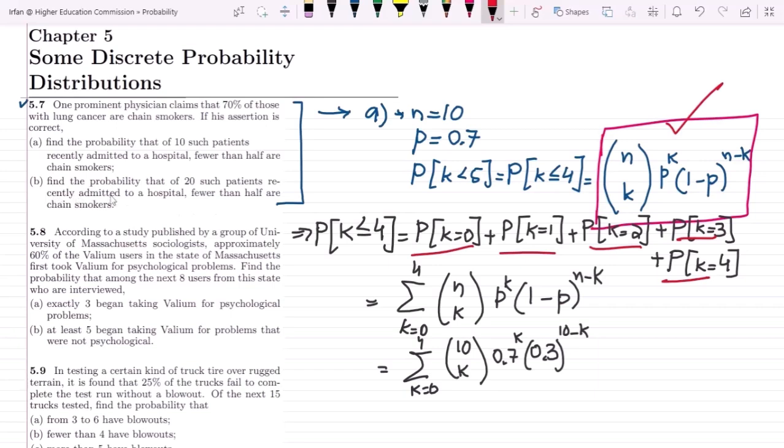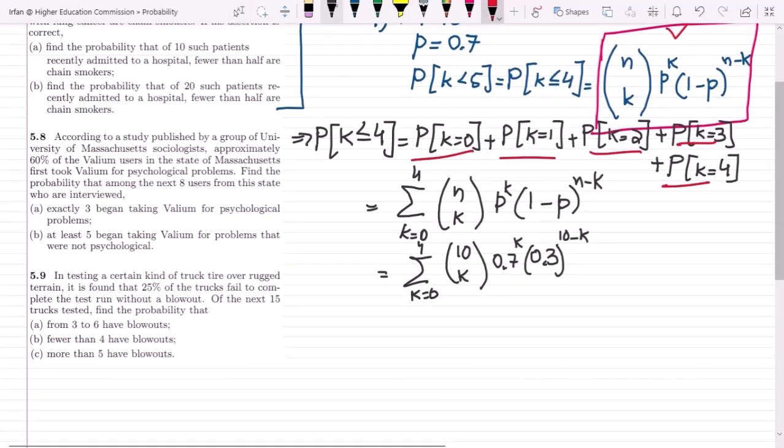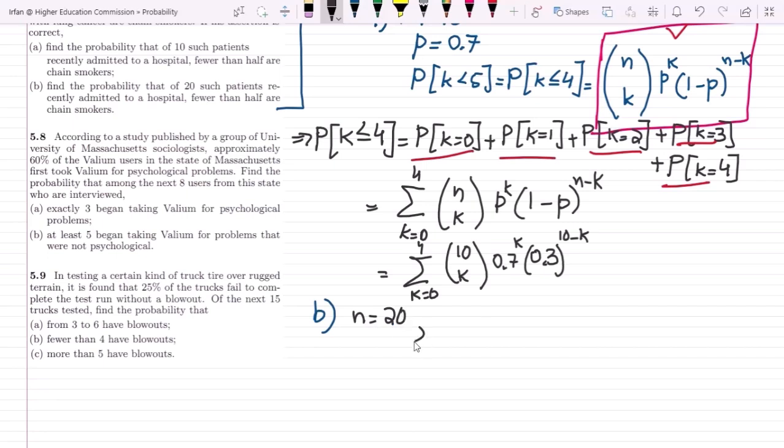Similarly, in part B, find the probability that, of 20 such patients recently admitted to a hospital, fewer than half are chain smokers. So the condition here has been changed. Let me move somehow downwards. This is part B, and here the number of patients is now 20, and we have to find the probability that fewer than half are chain smokers. Fewer than half here is 10, so k is less than 10, or the probability that k is less than or equal to 9.